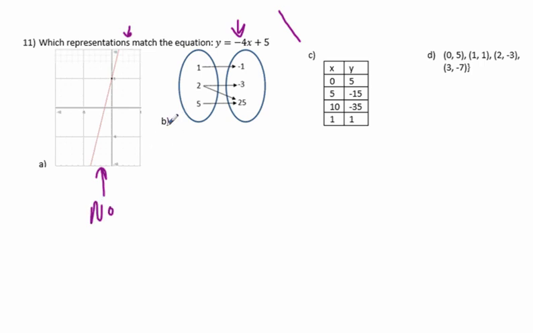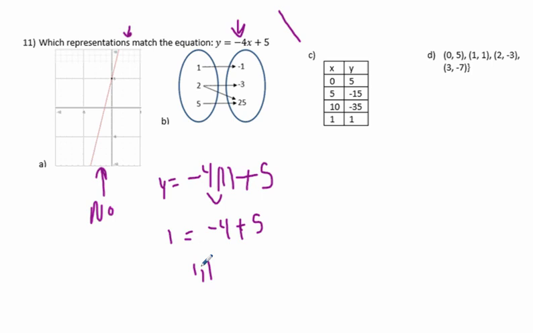Now the letter B maps 1 onto negative 1. So I'm going to check that. I'm going to plug a 1 into my equation to see if it works. Negative 4 times 1 is negative 4, so that's a plus 5. Negative 4 plus 5 is equal to positive 1. So actually, this is the coordinate 1, 1. So 1 actually maps onto positive 1 for this mapping diagram. So this also is a no.